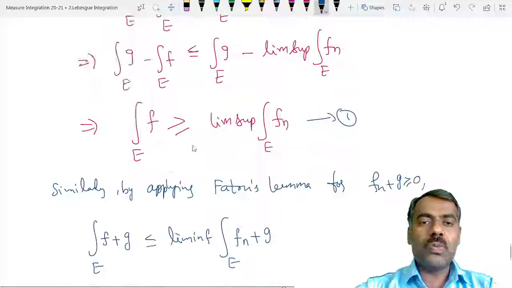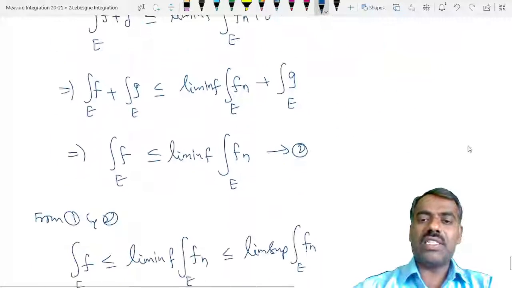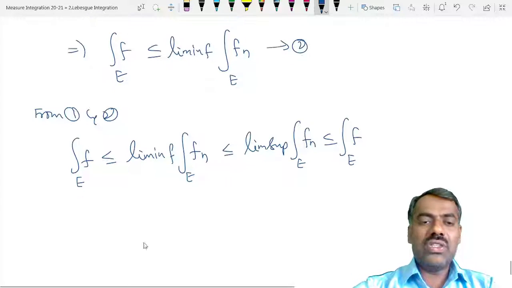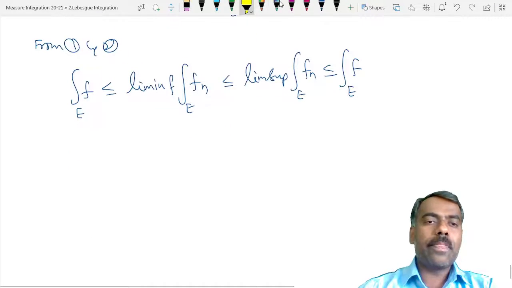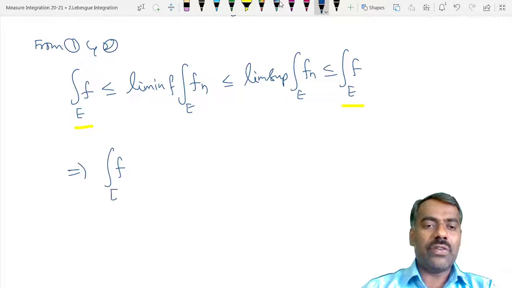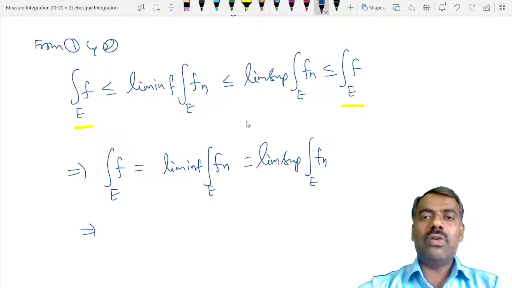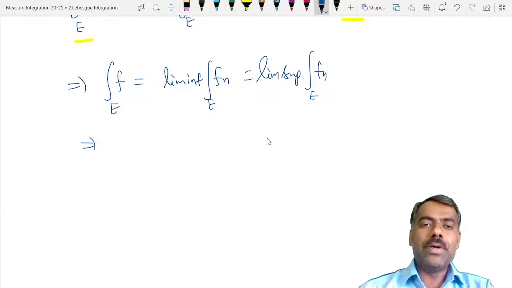Then by 1, lim sup is less than or equal to the integration of f over E, right? But now you see that the extreme ends are the same, right? So therefore all should be equal. That shows that the integration of f over E is equal to lim inf of the integration of fn over E, which is the same as lim sup of the integration of fn over E. So whenever lim sup and lim inf are equal to something finite, then this is nothing but the limit of the integration of fn over E.